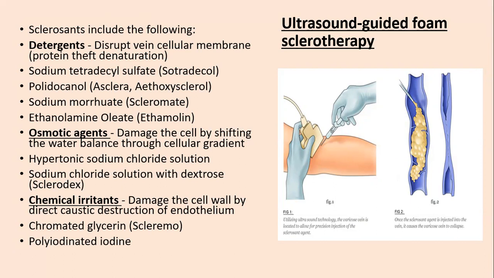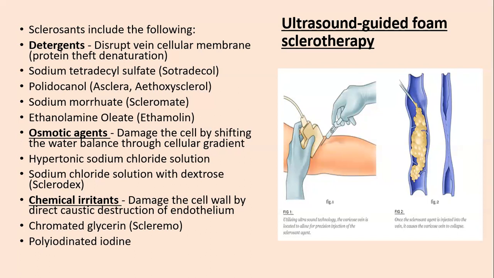The sclerosants include the following: the detergents, which disrupt the vein cellular membrane, which is protein denaturation, sodium tetradecyl sulfate, polidocanol, sodium morrhuate, then ethanolamine oleate. Osmotic agents damage the cell wall by shifting the water balance.